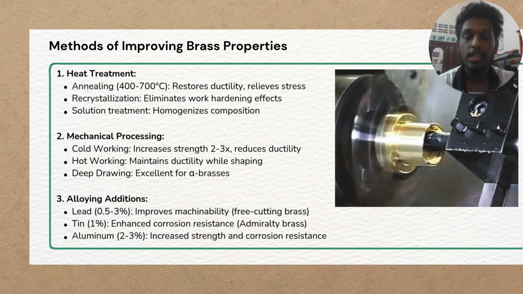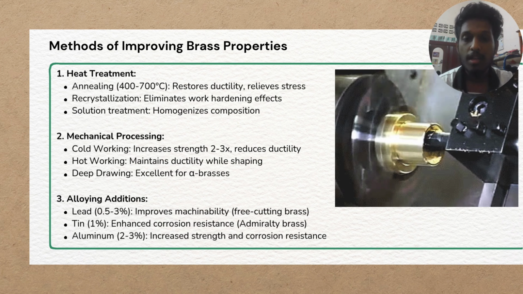Recrystallization removes the effects of work hardening, making the material easier to shape again. And solution treatment is also used to even out the composition, especially when multiple elements are involved. Next is mechanical processing. Cold working significantly increases the strength of brass by up to 2 to 3 times, but it also reduces ductility. Hot working, on the other hand, helps shape the material while maintaining its ductility, making it easier to form complex parts.